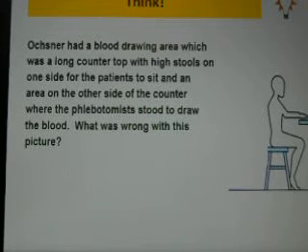So Ochsner's had a blood drawing area which was a long countertop with high stools on one side for the patient to sit, and an area on the other side of the counter where the phlebotomist stood to draw the blood. Now, use what you've learned. What was wrong with this picture? Again, you guys on these thinking questions, on these case studies, take out a sheet of paper at the beginning of each one of these lectures, and when you get to this part, pause it, write down what you think, and see if you're getting these things right, okay?